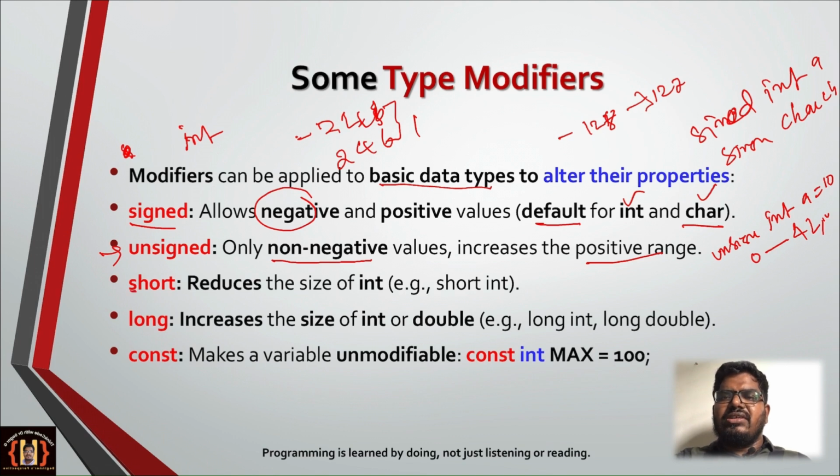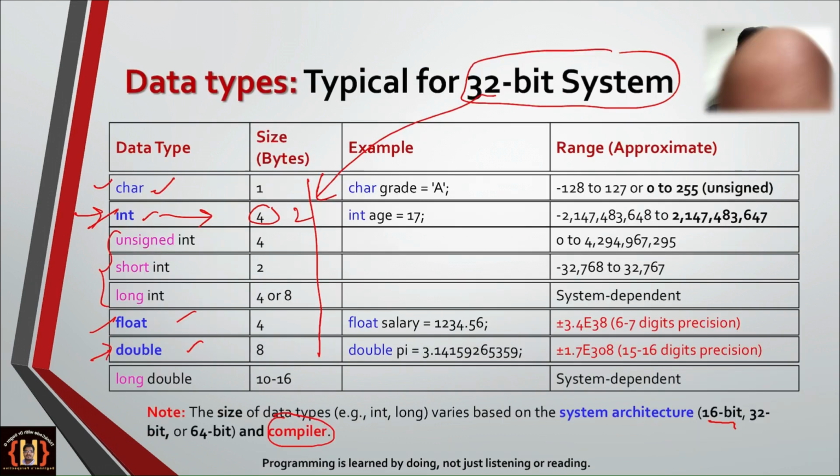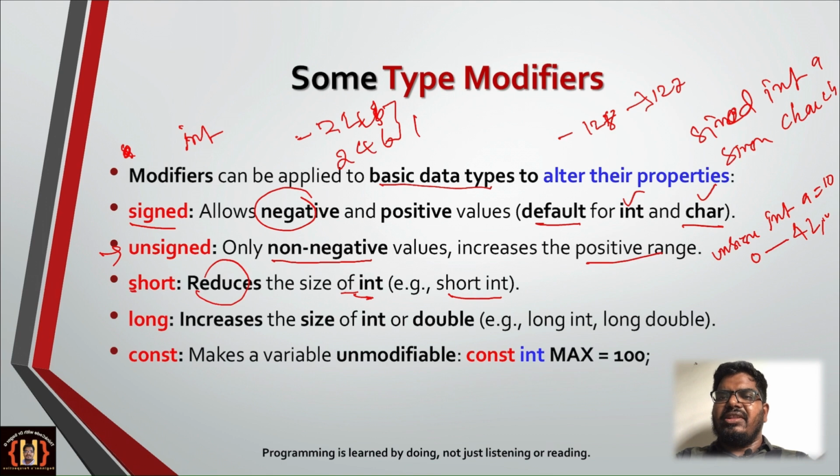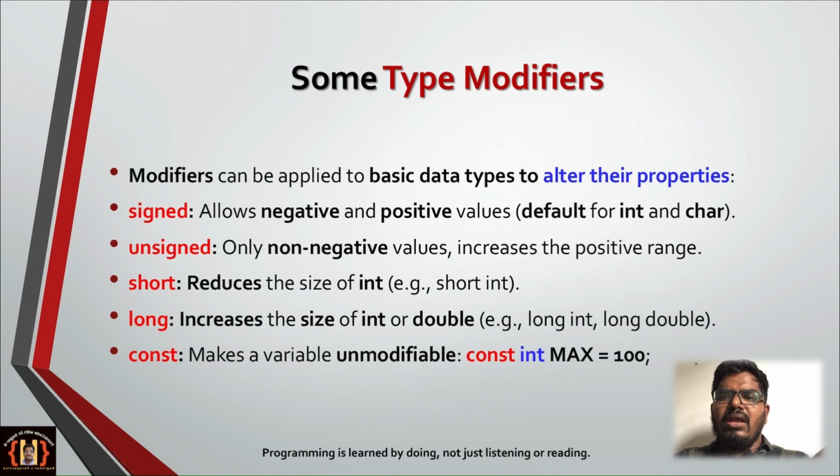Similarly for short, it basically reduces the size of the int. Whenever I mention short int, you can see in the previous example that int was 4 bytes, now it has been reduced to 2 because of short. So I am altering the size here, that's the meaning of it. And long increases the size: short reduces, long increases. It could be int or double, whose size is increased.